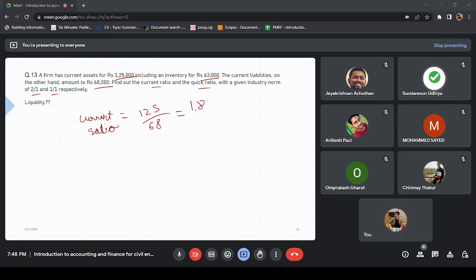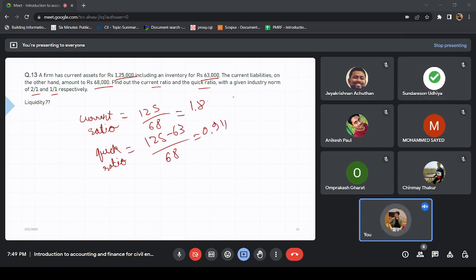1.8, sir. Okay, 1.8. What about the quick ratio? This would be 125 minus 63 by 68. 0.91, sir. 0.911. Okay, 0.911. Now the industry norm is that this should be 2 is to 1 and this should be 1 is to 1, right? So that means by industry norm, this firm is not that financially sound.